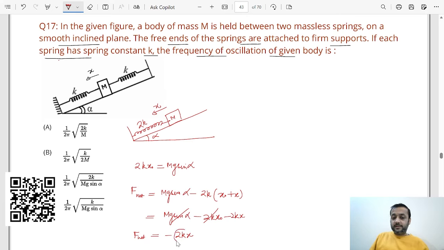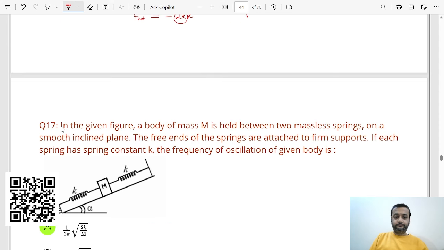Hence you can see this becomes your effective spring constant. And the frequency we can write as 1 upon 2 pi root of k by m. So basically effectively it will be 2k by m. The mass of the block was m. So the answer will be 1 upon 2 pi under root 2k by m. This will be the answer. I hope you would have understood. All right.